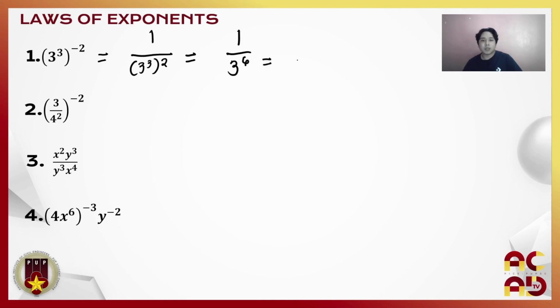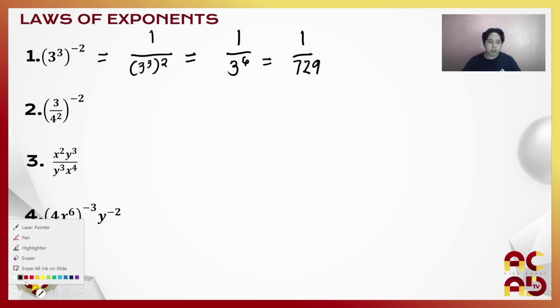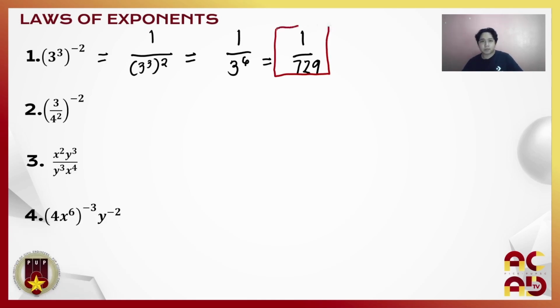So, we can simplify this denominator further. It becomes 1 over, and 3 raised to 6 is equivalent to 729, so 1 over 729. This will be the answer to our sample problem number 1. Okay, so let's proceed to sample number 2.